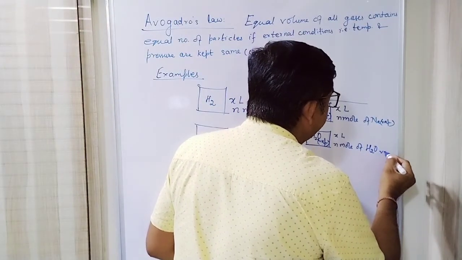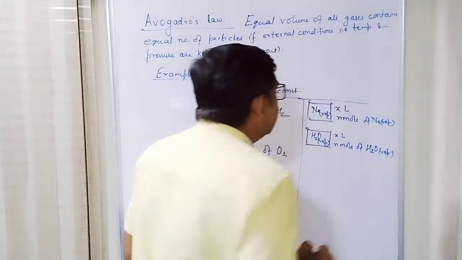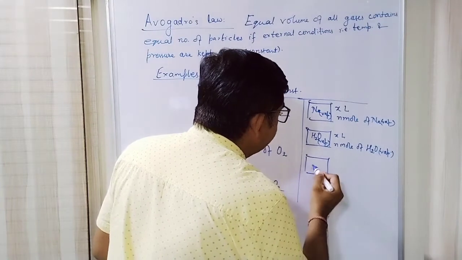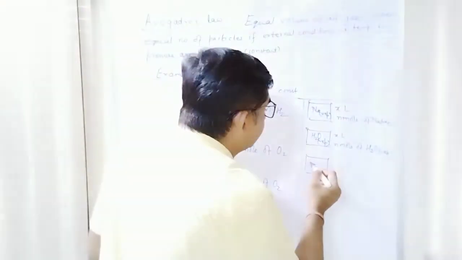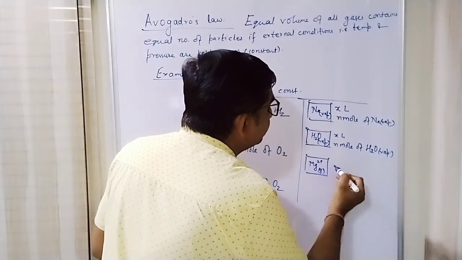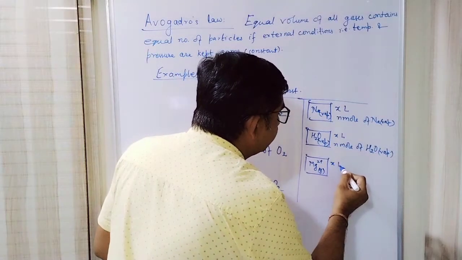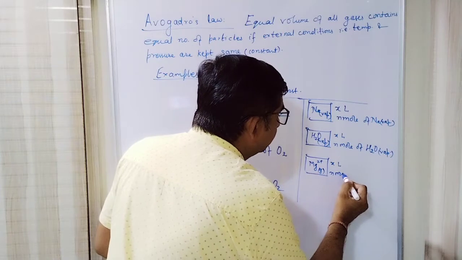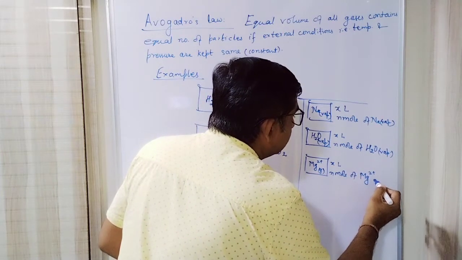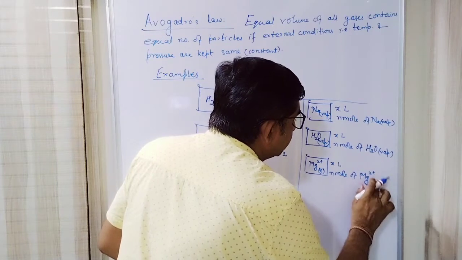H2O vapor. So it doesn't matter what gas is over there. You may have sodium ions over here, or suppose I am taking Mg2+ in the gaseous form. Then in that case it will have X liter of container here. So n mole of Mg2+ gas or vapor, we can have it here.